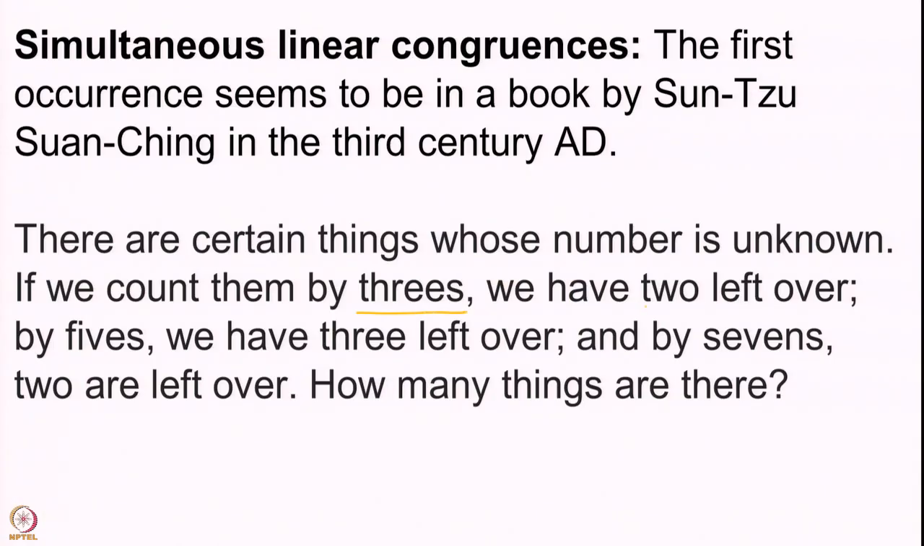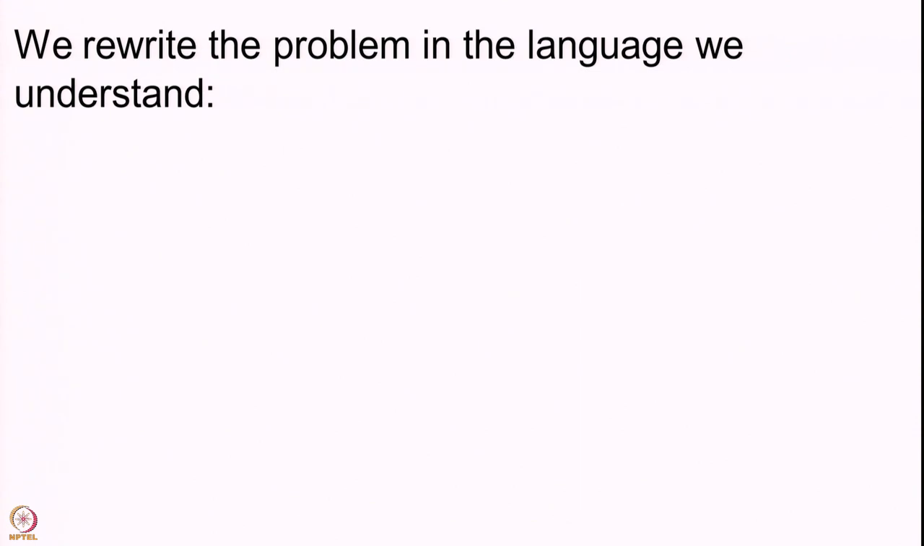So, this is a problem that is pretty well defined. What we need to do is to convert this problem into the language that we understand better. So, we read the problem again and try to take out the information that is of importance to us. When you count it by 3, 2 are left over. So, it is 2 mod 3. When you count it by 5, 3 are left over. So, this is 3 mod 5, and when you do it by 7, again 2 are left over, and we use this to write the problem in the language that we understand.